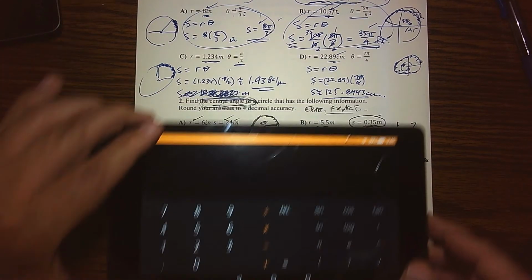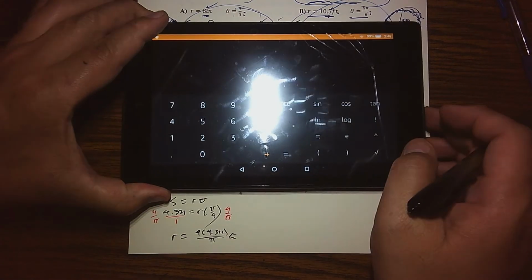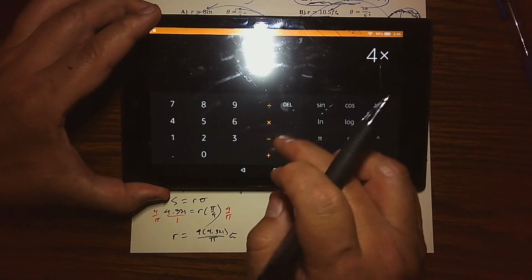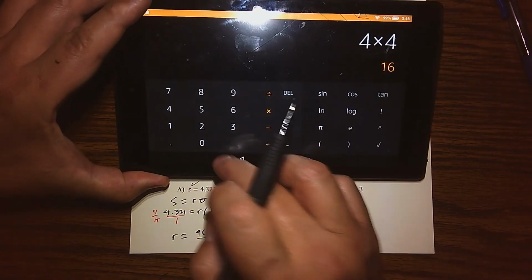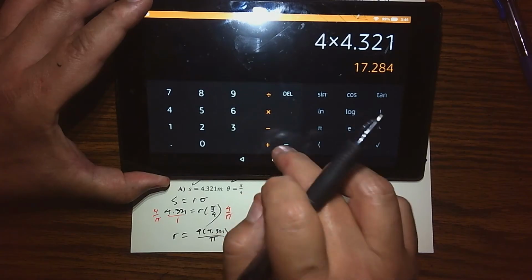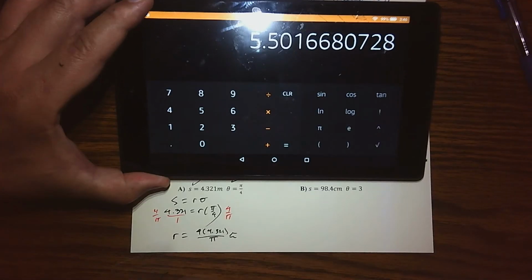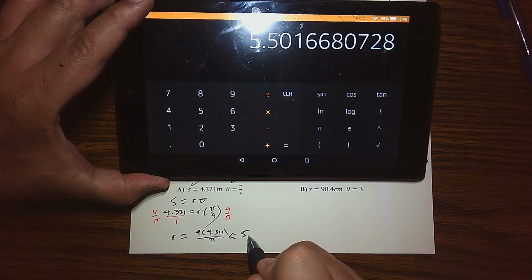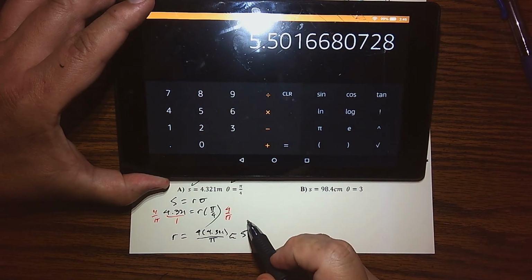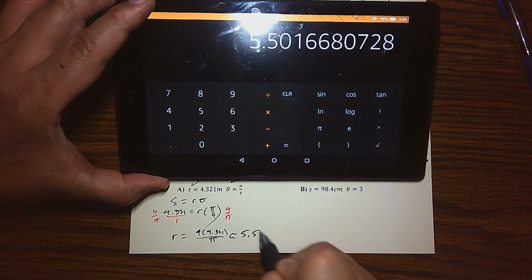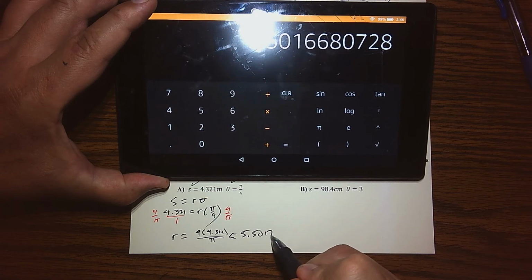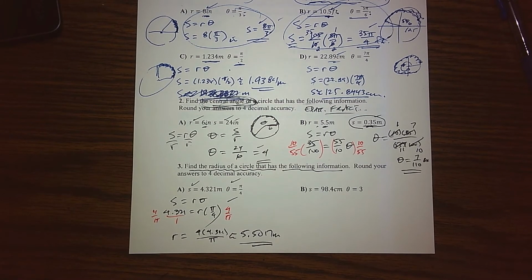Sorry about that, got some crazy lights there. We've got 4 times 4.321. That gives me that. We're going to divide it by pi. That gives me that. So it looks like our radius is 5.5017 if we round off, and that would be in meters. So that one we can turn to our calculator after doing some algebra work.